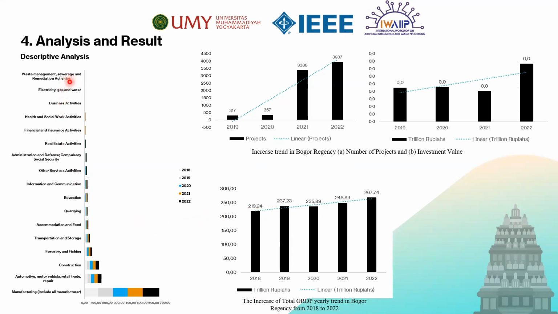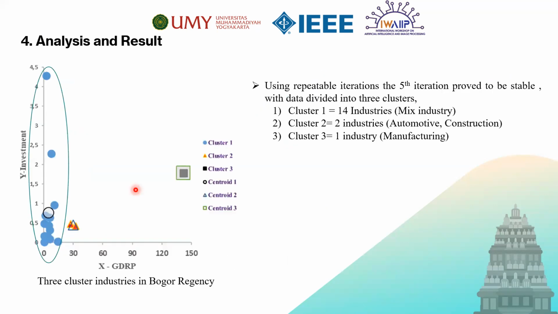And if we make a group of industry and also how big the investment that we can see here, the GRDP that occur, that we can see from the overall industry, manufacturing is the highest that contributes to the GRDP in the Bogor region area compared to the other industry. And when we do the clustering analysis, we can get results like this.